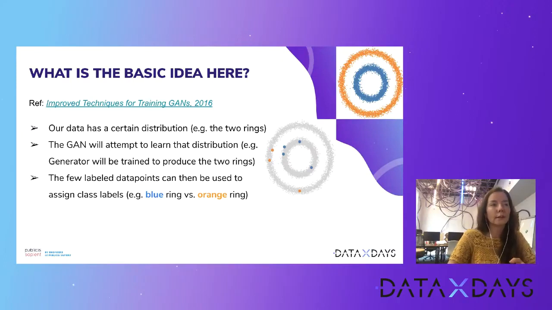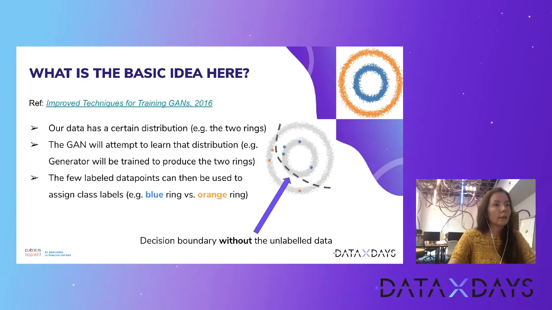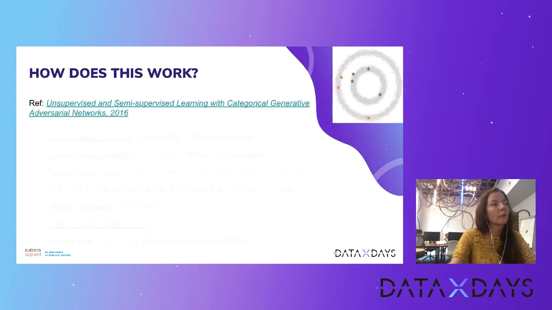What it means is that the generator will be trained to produce points that form the 2 rings. And then the few labeled data points that we have can then be used to assign the class labels. So is it a blue ring or is it an orange ring? And then again, the advantage of this is that without the unlabeled points, we wouldn't be able to draw a very good decision boundary between these 2 classes, whereas if we realize that there are 2 rings, we have a much better chance of actually classifying the data correctly.